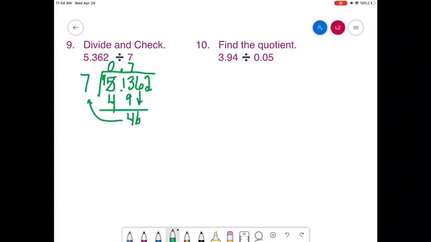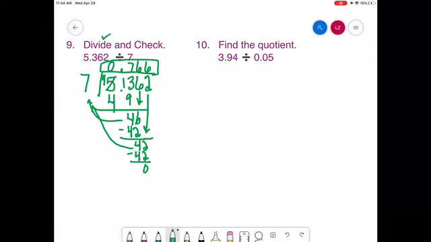Bring down our 6 and start over. 7 goes into 46. Well, let's go with 6. 6 times 7 is 42. Subtract, and we get 4. 4 is less than 7, so we did it right. Bring down. 7 goes into 42. 6 times. And we have no remainder. Yay. So our answer is 766 thousandths.